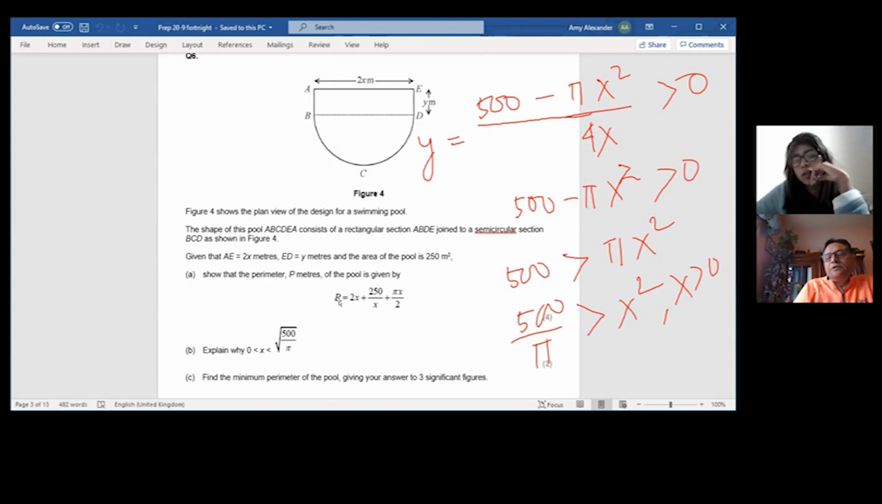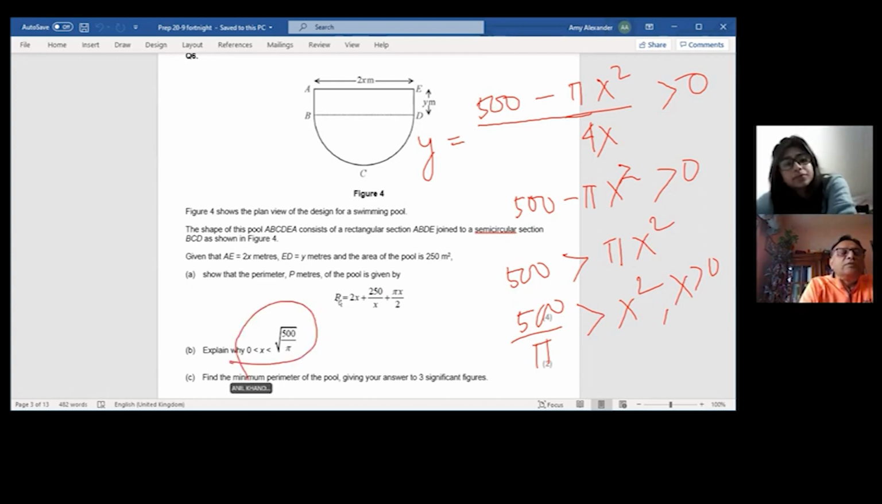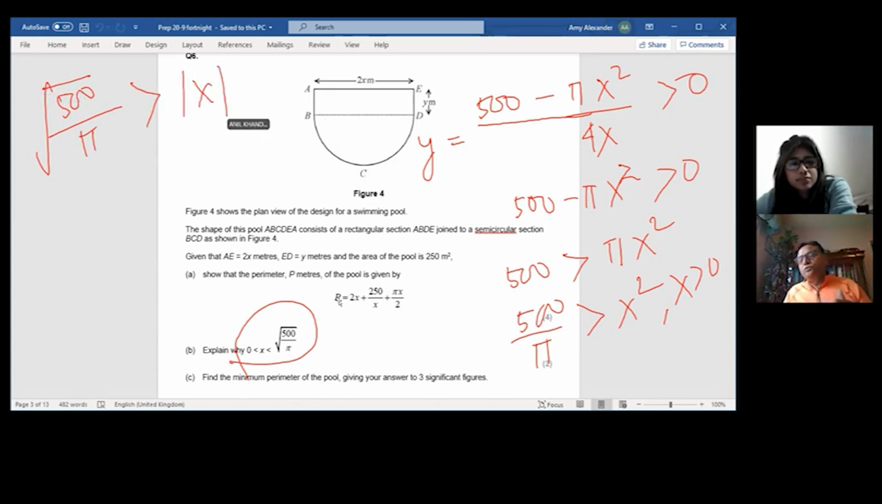So when you do it, x squared is less than 500 over pi, and that x value is between this and this. You get the square root of 500 over pi is greater than the absolute value of x. Is that clear? Because the square root of a square is the absolute value, correct? So the square root of 500 over pi is greater than this.